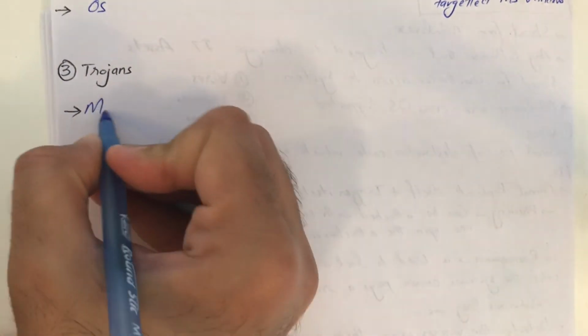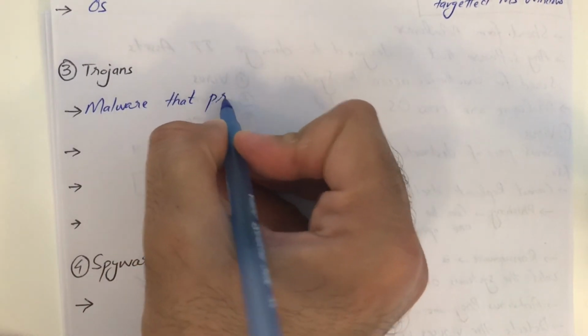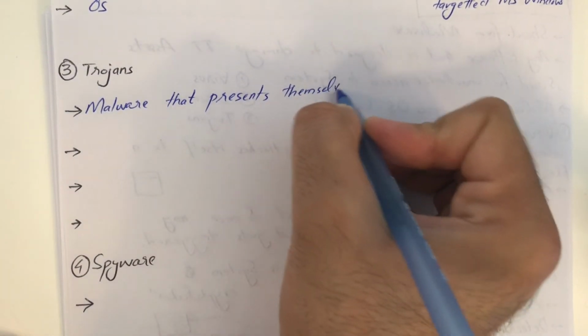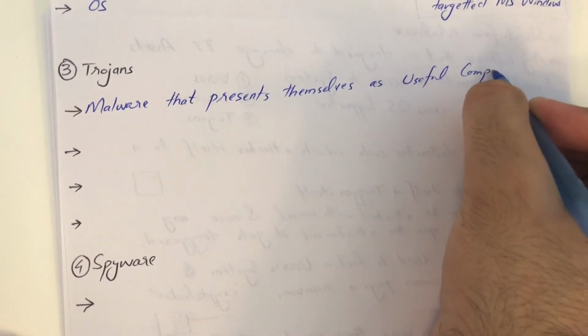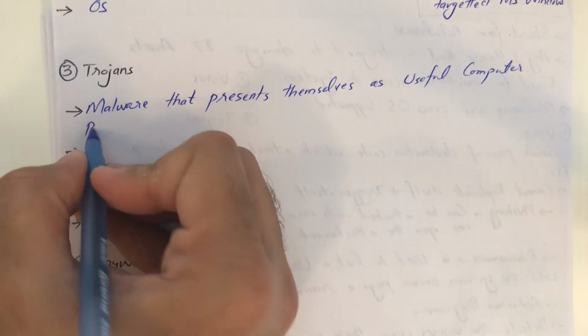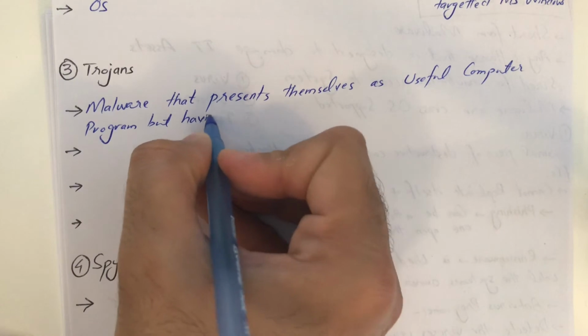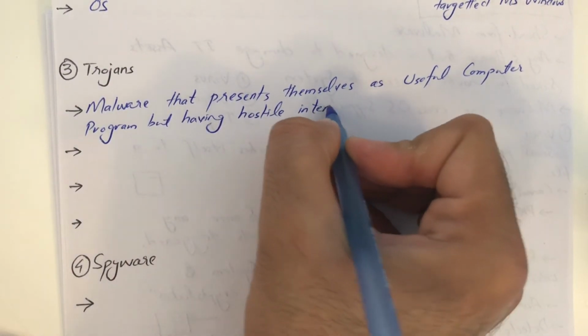Then the Trojans. Trojans basically pretend to be something useful but have hostile intentions. So a Trojan is a malware that presents itself as a useful computer program, but has hostile intentions.